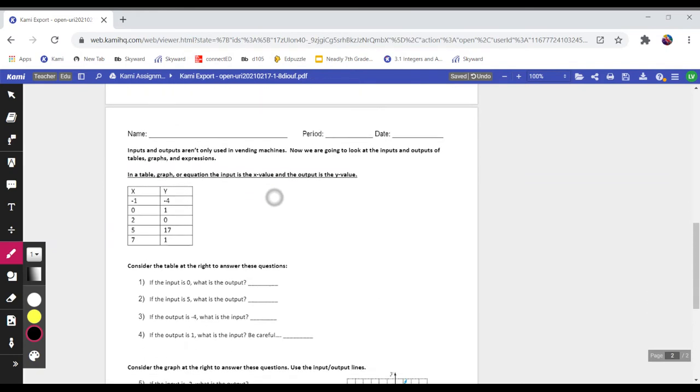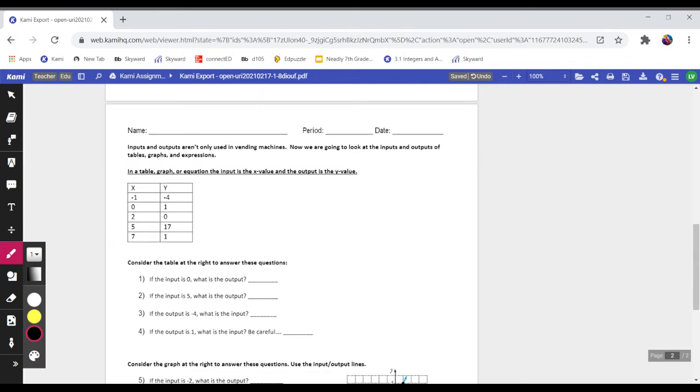Okay, inputs and outputs aren't only used in vending machines. Now we're going to look at the inputs and outputs of tables, graphs, and expressions. So in a table, graph, or an equation, the input is the x value and the output is the y value. So as we were learning yesterday, here are your inputs. Those are my x's, and my outputs are my y's.